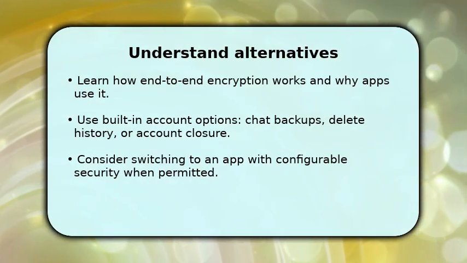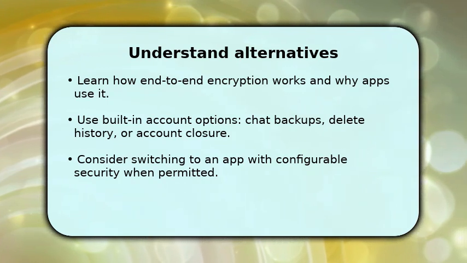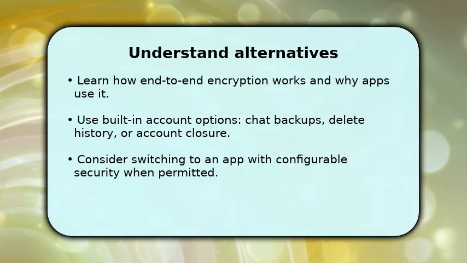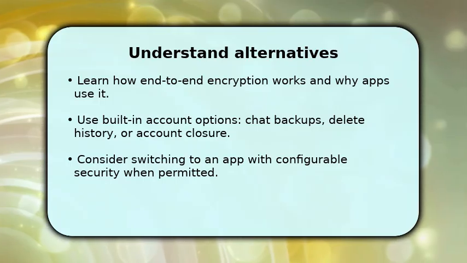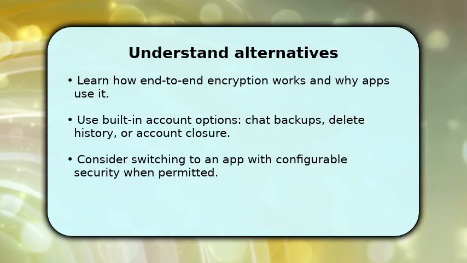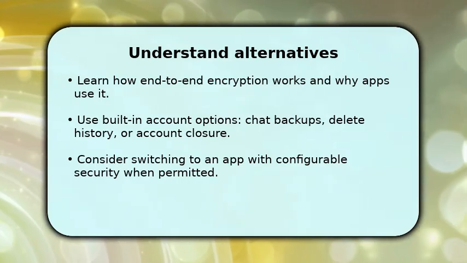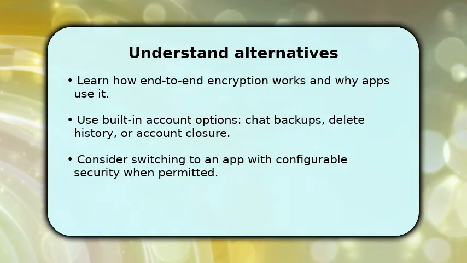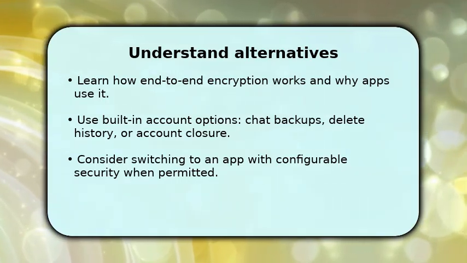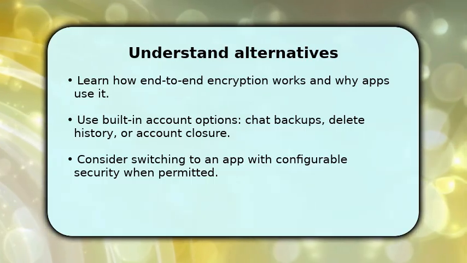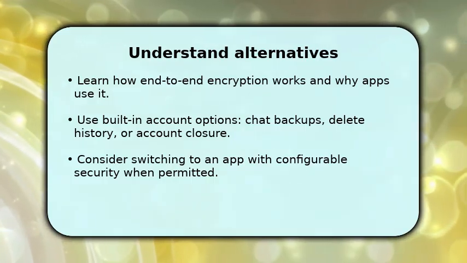Once done with the basics, learn why you're blocked. End-to-end encryption protects all participants' privacy and prevents third-party access. You can't legally or ethically remove it for others. Instead, use legitimate alternatives. Disable chat backups if available, delete conversation history from your device, or close the account and recreate it with different settings.